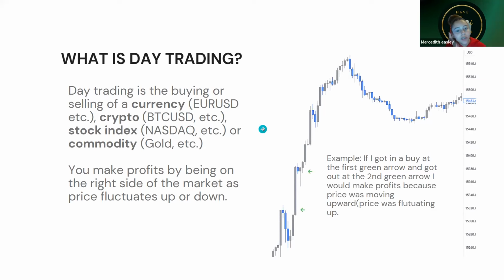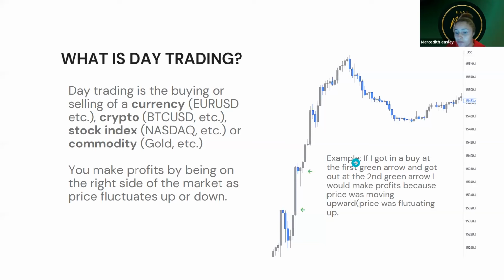So a currency can be something like EUR to USD, which is the euro to USD. A crypto, you all know, like Bitcoin to USD. A stock index is something like NAS 100. And then a commodity are things like gold or silver. All right. So you make money by buying or selling one of those things and being on the right side of the market, right? So like it says here, you make profits by being on the right side of the market as the price fluctuates up or down.